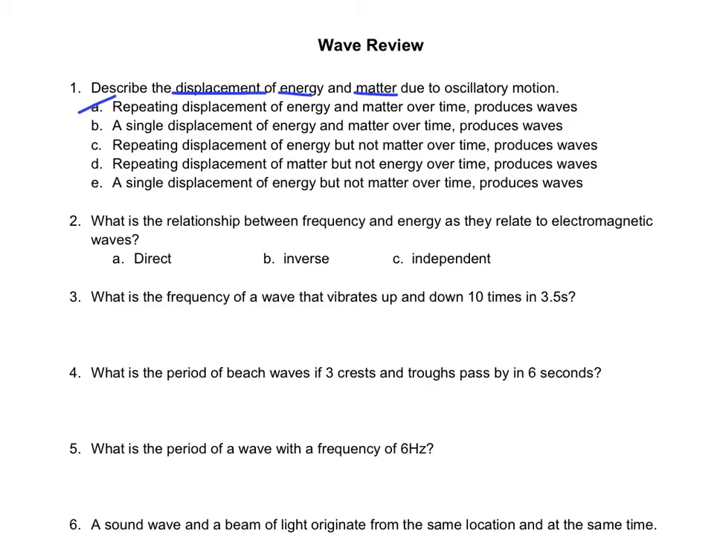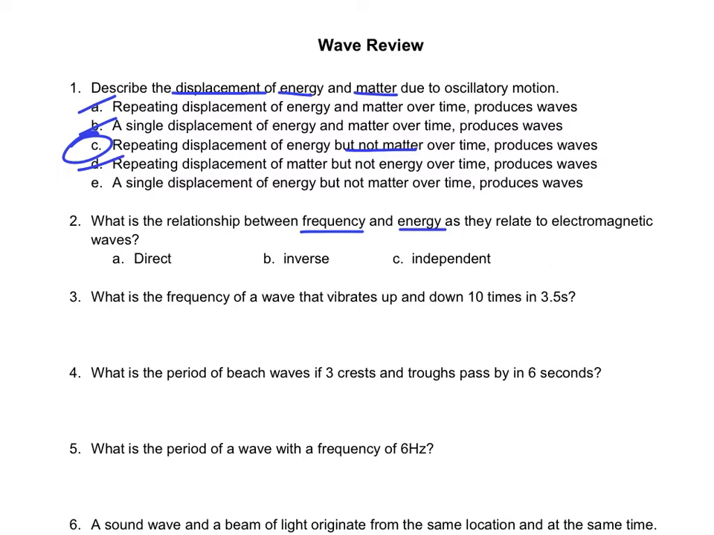B says a single displacement of energy and matter. Again, the matter doesn't transfer. C says a repeating displacement of energy, but not the matter. D says repeating displacement of matter. Again, matter doesn't move or isn't transferred. E says a single displacement of energy, but not matter. So a single displacement versus a repeating displacement. If I'm talking about oscillatory motion, I'm talking about up and down, that is repeating displacement. So answer choice C.